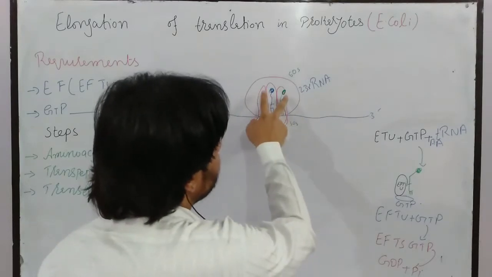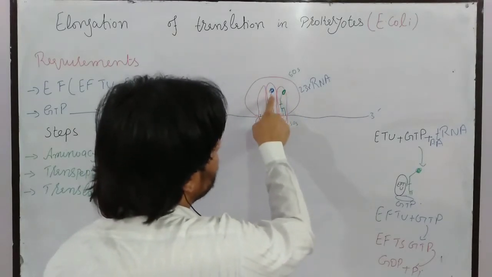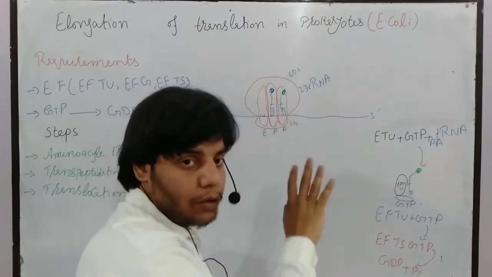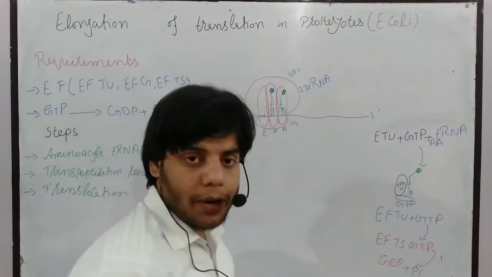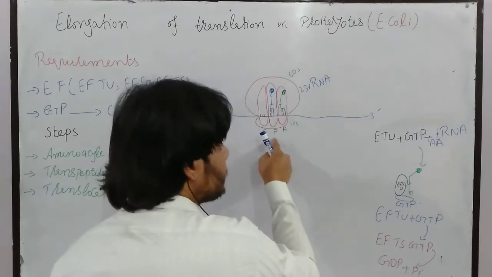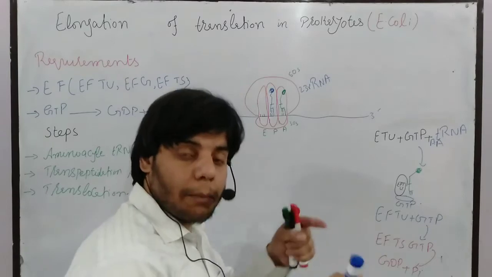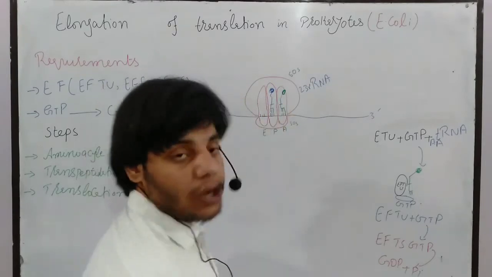During this stage, what happened? The bond formation will occur between the first aminoacyl transfer RNA and the second aminoacyl transfer RNA. Means the transfer RNA which is present at the P site and the transfer RNA which is present at the A site. The bond formation will occur between each amino acid.